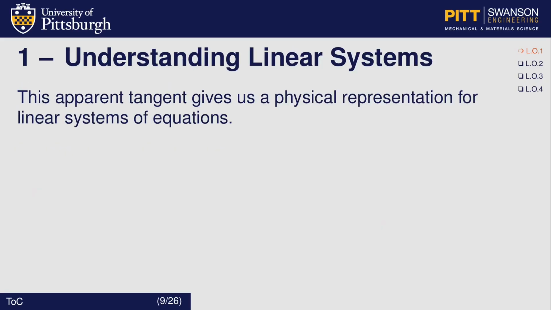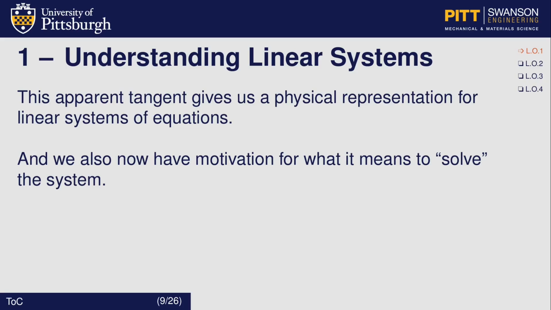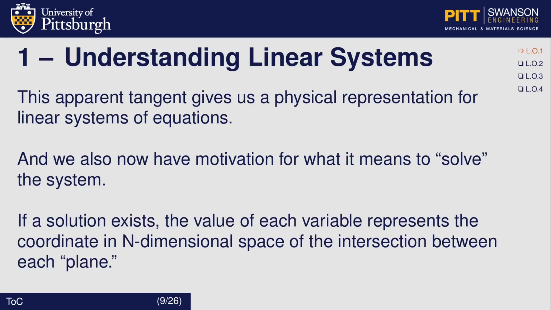This tangent that we have just gone down gives us a physical sense for what linear systems of equations actually represent. And with that comes a more intuitive understanding for what it means to actually solve the system, which is that if a solution exists, each variable together represents a coordinate in n-dimensional space that is the intersection of all the quote-unquote planes in the system.